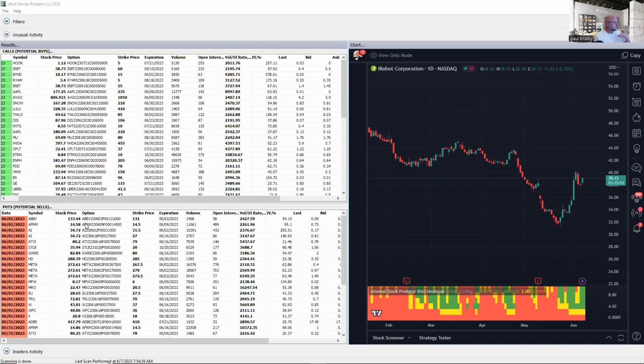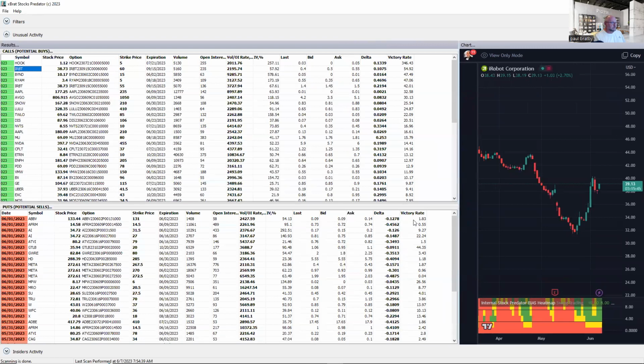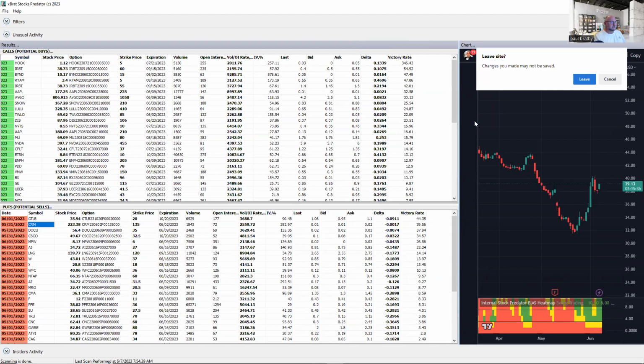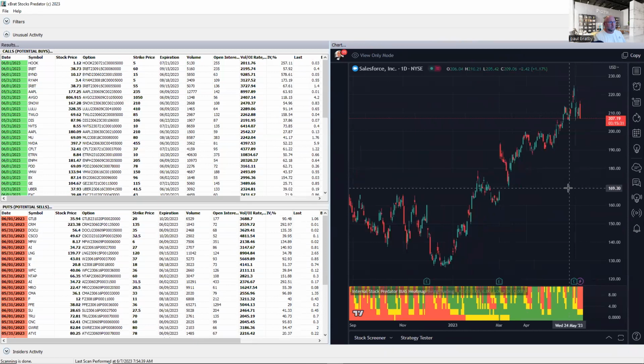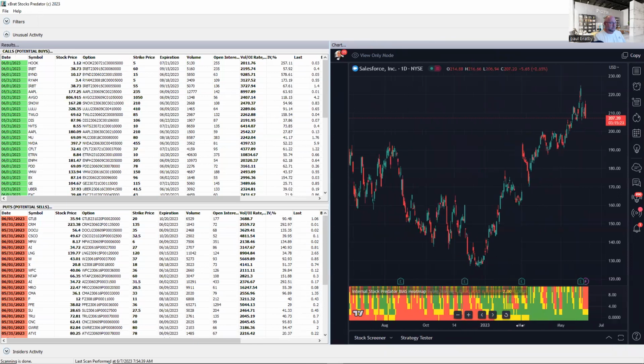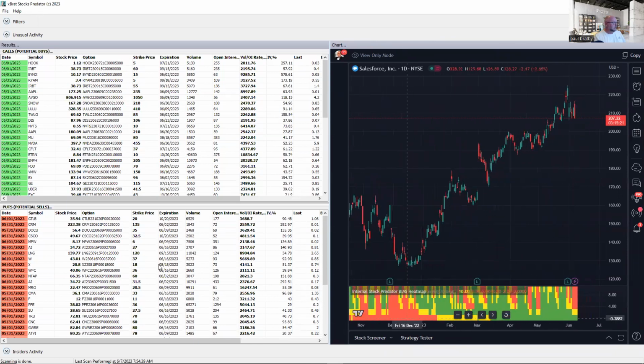So again, we can look at shorts here. Now, remember, a lot of people, let's just, again, go to the victory rate and go to the highest victory rate here. CRM, strike price 135. Okay, let's go to CRM. 135. Wow, that's a long way down. It's just had earnings. There's a lot of institutional traders that don't like that earnings here. That is big volume.